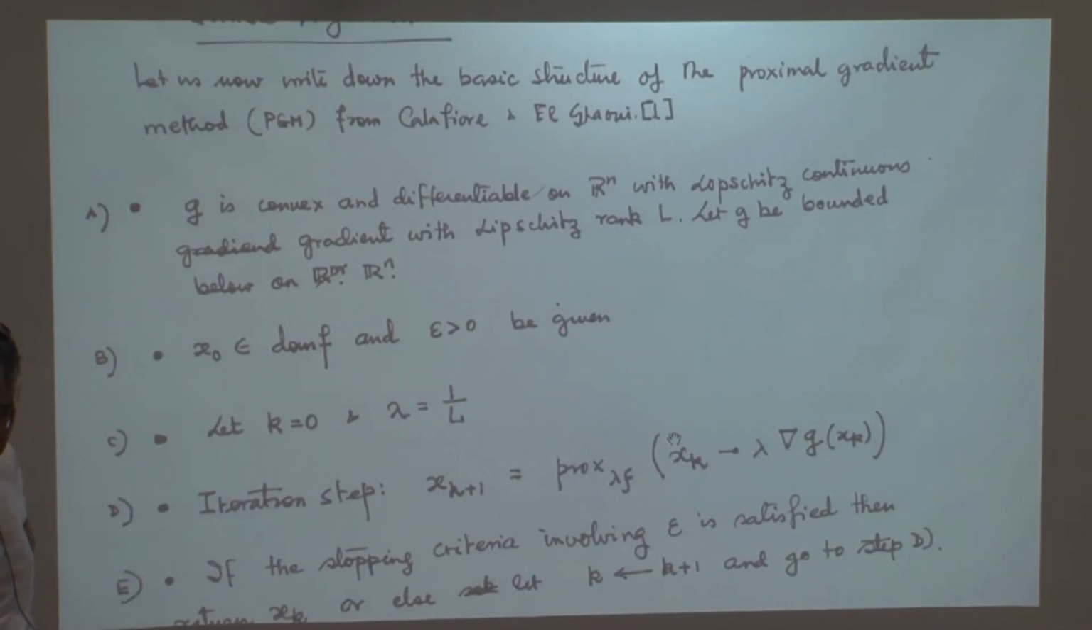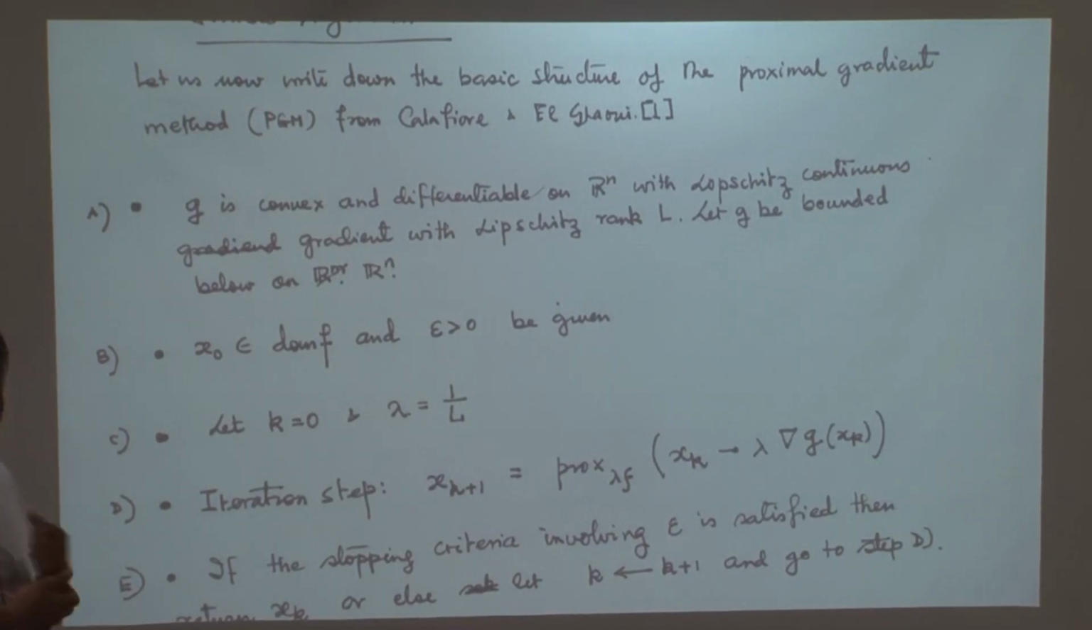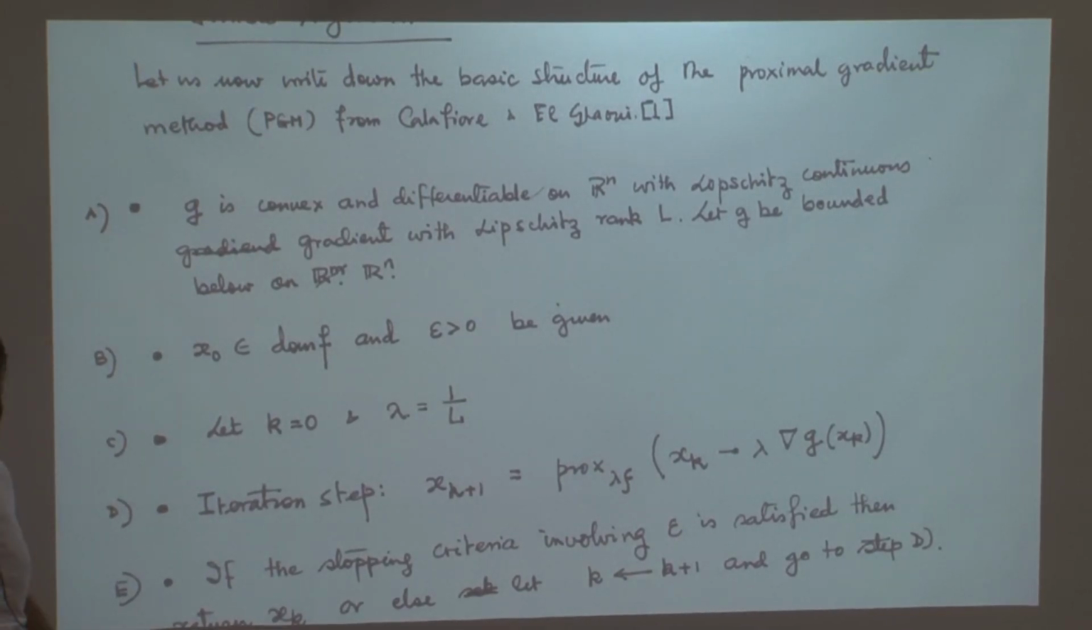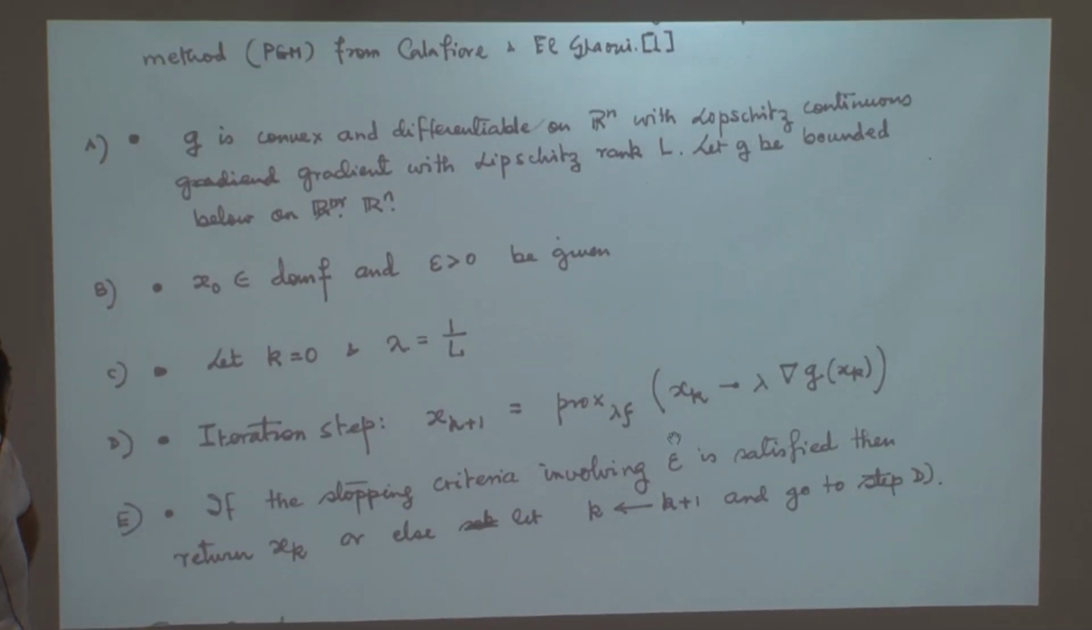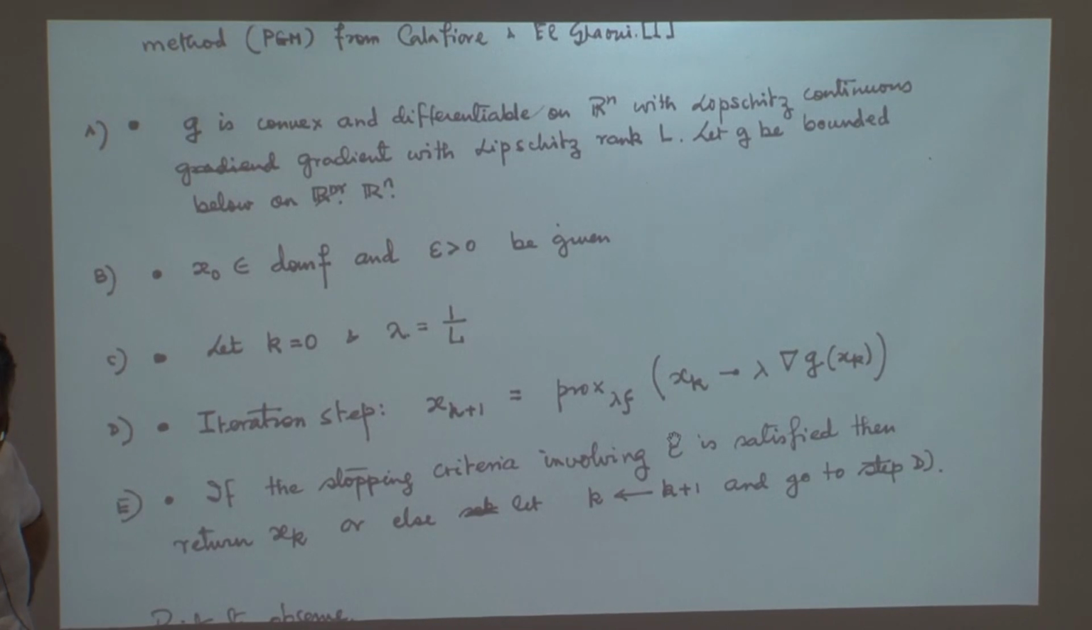So, G is convex and differentiable on Rn with Lipschitz continuous gradient. So, the gradient was Lipschitz continuous and G is bounded below on Rn. So, these are the assumptions, and F is anyway assumed to be strongly convex.